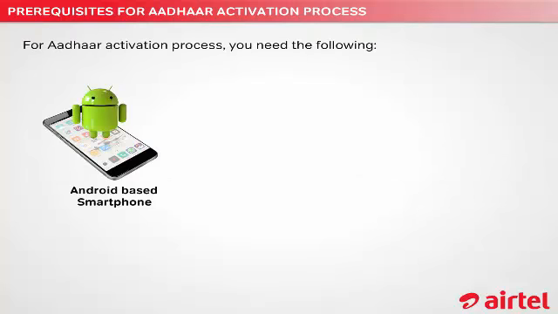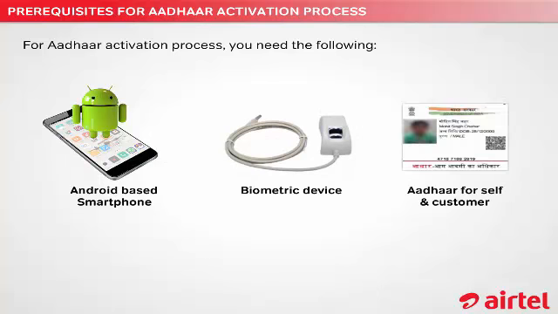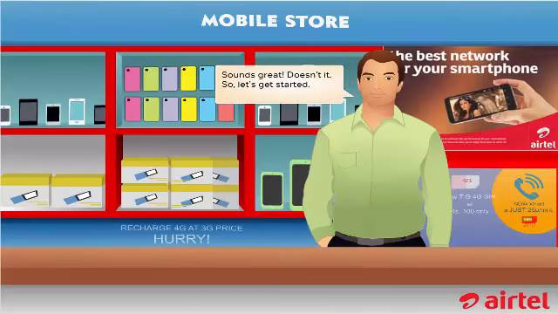All you need is an Android-based smartphone, the Mitra app, which can be easily downloaded from the App Store, and a biometric device. You and your helpers should also have an Aadhaar number. Only local customers who have an Aadhaar number can be acquired through this process currently. If the customer does not have Aadhaar details, then the normal paper-based acquisition process will continue. Sounds great, doesn't it? So, let's get started.